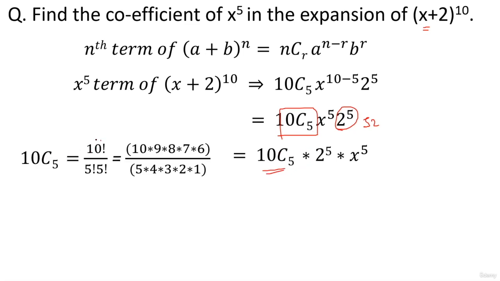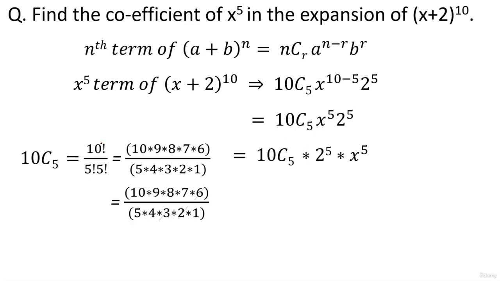10C5 is 10 factorial divided by 5 factorial into (10 minus 5) factorial, that is 5 factorial. So from here you can cancel out a few terms. You can cancel out 5 2s are 10. Or you can cancel out 3 2s are 6, 4 2s are 8, and 5 2s are 10. On multiplying we'll get 252. So what is the value of 10C5? 252. And 2 raised to 5, as I told you a while ago, is nothing but 32.